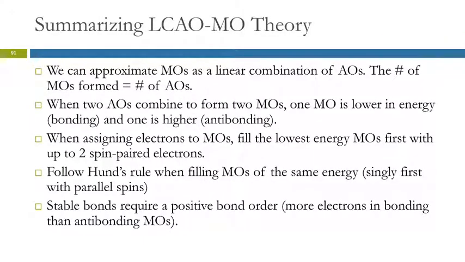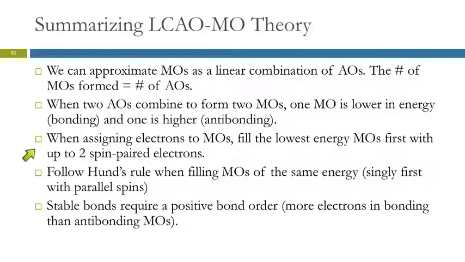So we approximate molecular orbitals as linear combinations of atomic orbitals. The number of molecular orbitals formed equals the number of atomic orbitals that you started with. So we're not creating orbitals, we're not destroying orbitals. If you start with 4 orbitals, atomic ones, you end up with 4 molecular orbitals. When 2 atomic orbitals combine to form 2 molecular orbitals, one will be lower in energy, that's a bonding orbital, one will be higher, that's an antibonding orbital.